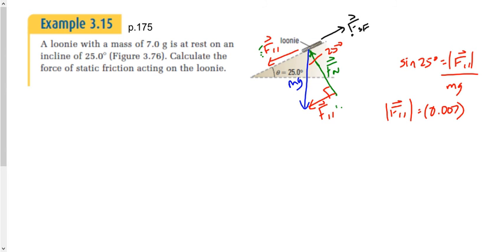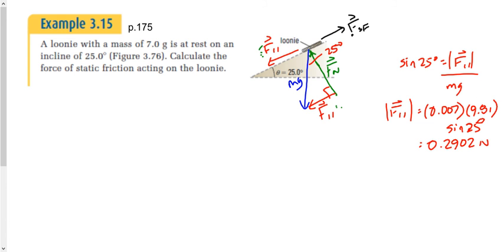0.007 kilograms times 9.81 times sine 20 degrees. Sorry, that should be 25 degrees, right? It says 25 up here. Can't read my own writing, though. What do we get there? 0.2902. Thank you.